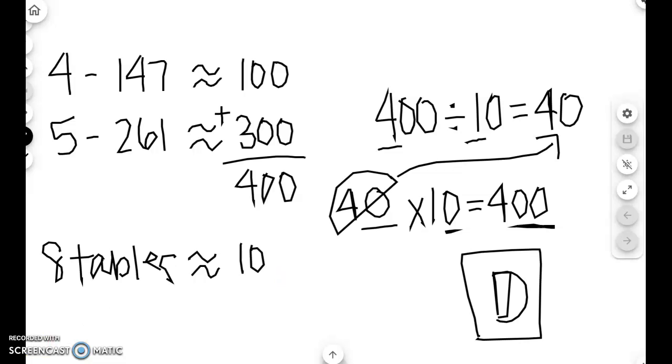Now for number 22. It says Nathan wrote these digits on the board in his classroom, 815623. The number he created with these digits are greater than 610,000 and less than 650,000. Which two numbers could he have written on the board? So this is something new where we have two options that we can do.